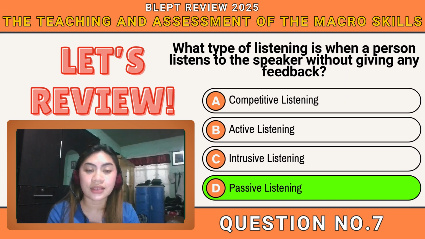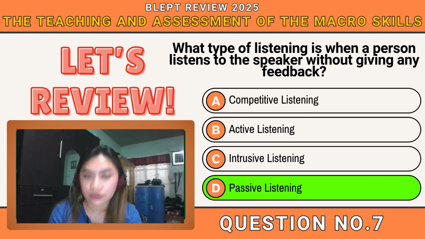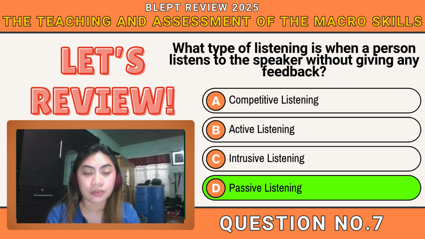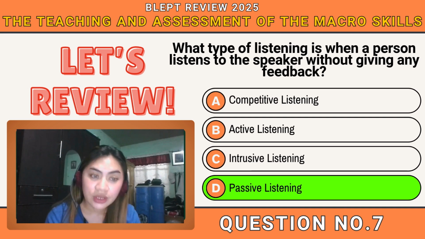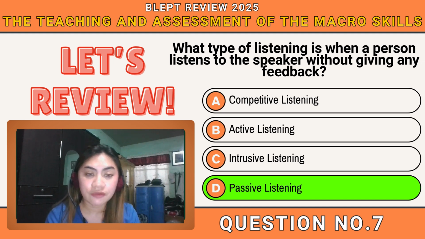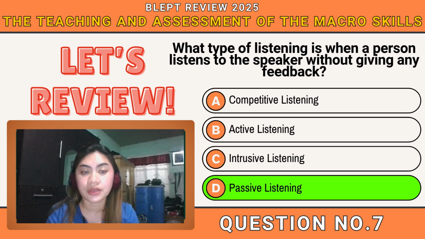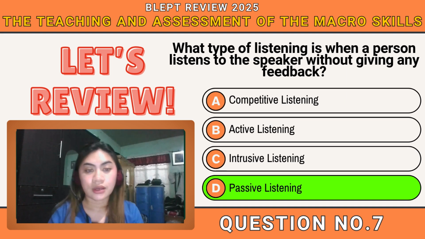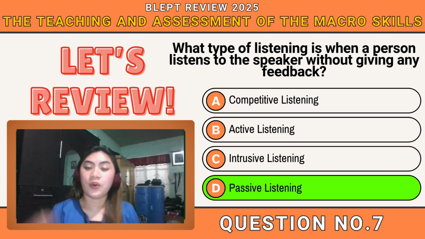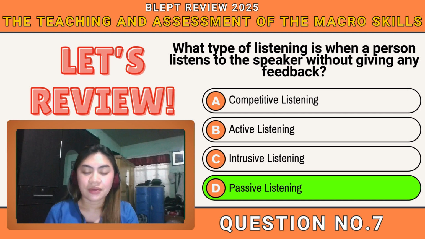When we say competitive listening, it is known as combative or aggressive listening. It is a style wherein the listener focuses on their own agenda and interrupts or discredits the speaker rather than truly listening to understand. While active listening is the ability to focus completely on the speaker and understand their message, comprehend the information, and respond thoughtfully. And then intrusive listening is a form of listening that is characterized by a lack of empathy, respect, and consideration for the speaker's feelings or needs. So the correct answer is passive. All right, next question.